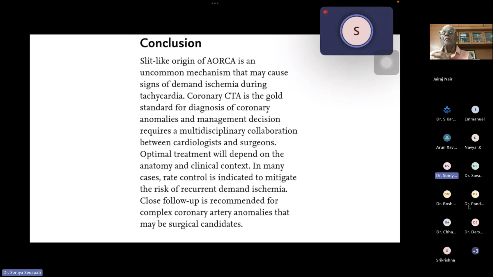So what we conclude here is that the slit-like origin of the RCA is an uncommon mechanism which may cause signs of demand ischemia during tachycardia. Coronary CT angiogram is the gold standard for diagnosing coronary anomalies, and management decisions require multidisciplinary collaboration. Optimal treatment depends on the anatomy and clinical context. Here, rate control is indicated to mitigate the risk of recurrent demand ischemia, and close follow-up is recommended for complex coronary artery anomalies, as he might be a surgical candidate later.